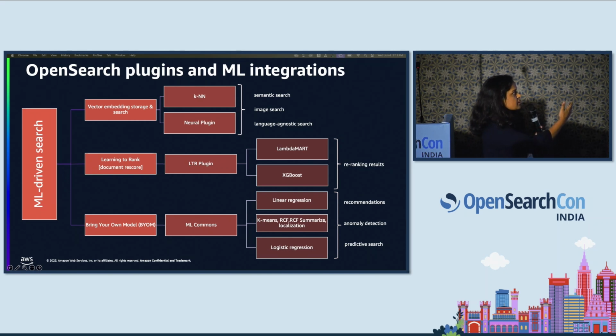And the vector search embedding and storage with the KNN and neural plugin. Bring your own model with ML Commons. This is what I was referring to, where you can bring in models, not just the ones that you can see here, but any unsupervised model as well. Or you can also bring BERT-based models, Hugging Face, or also the models from Bedrock. You can use the model ID, reference it, and create your own ingestion or search pipeline.